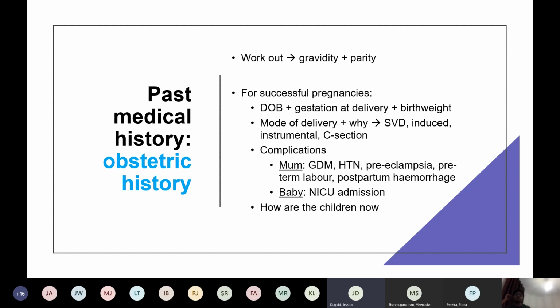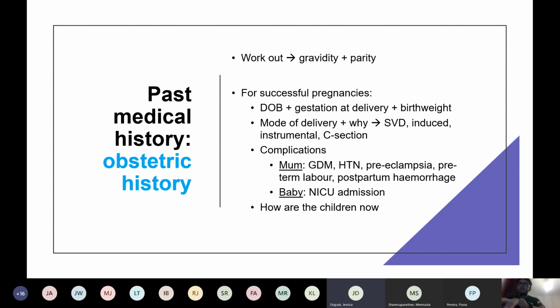And you want to ask about the mode of delivery. So spontaneous vaginal delivery is what SVD means. So was it just a normal delivery? Were they induced for some reason? Did they have an instrumental delivery, or was it a C-section, and was it an emergency C-section? As I said, this just gives you some indication as to what could happen in this pregnancy. And if someone's had a past C-section, if they want a vaginal delivery this time, you need to be more careful. So it will just give you a good idea into the care they're receiving, and also if they're more high risk for certain things.